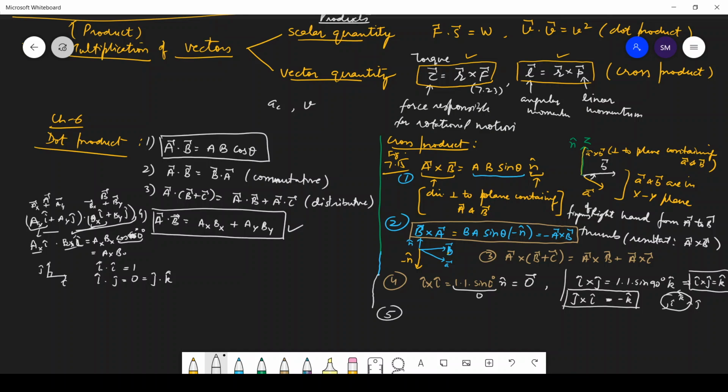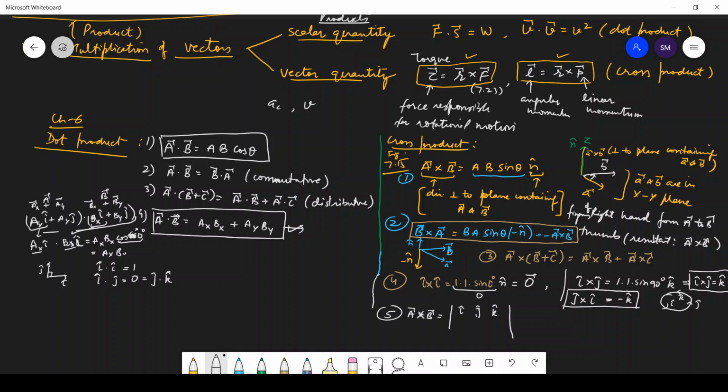So fifth thing, here you have written this formula, so how will you write it here? A cross B. So A cross B is written as IJK. This is the determinant form. This is the first time that you are learning it, but it's so simple to write. So we have A cross B.